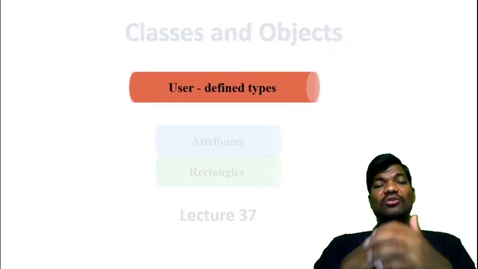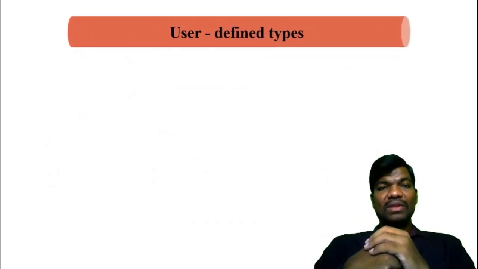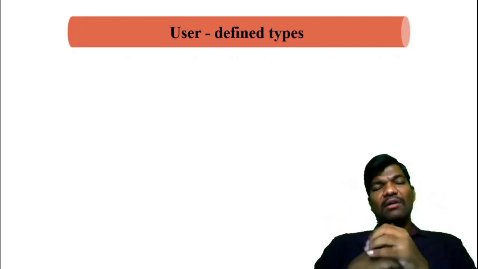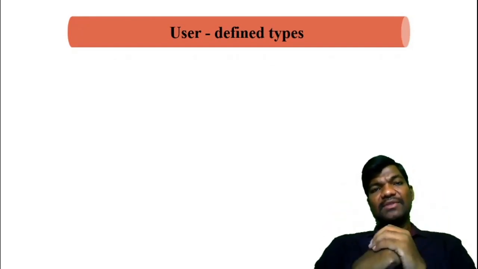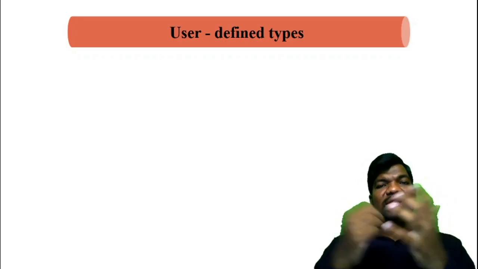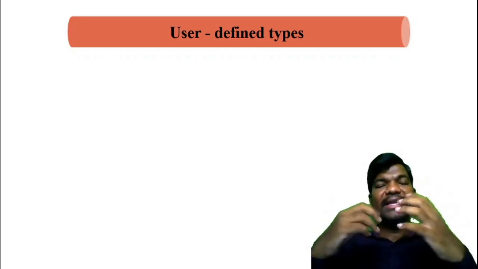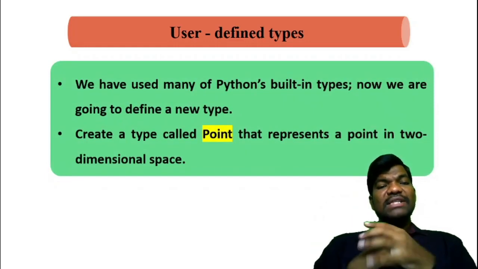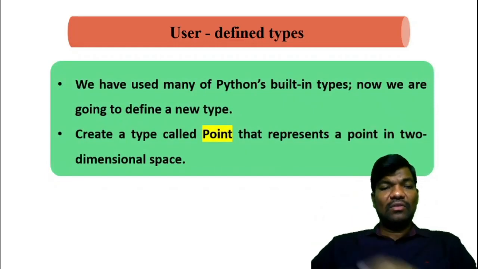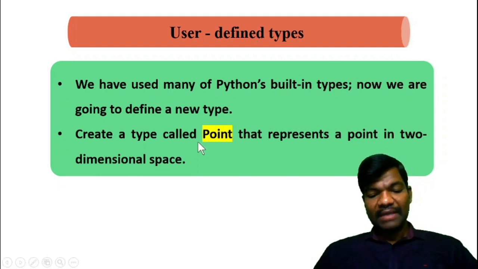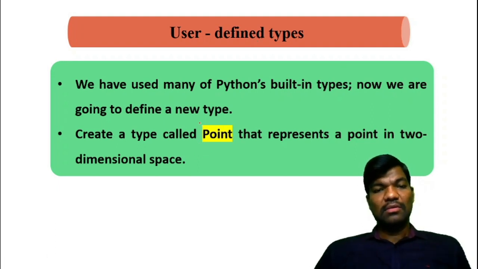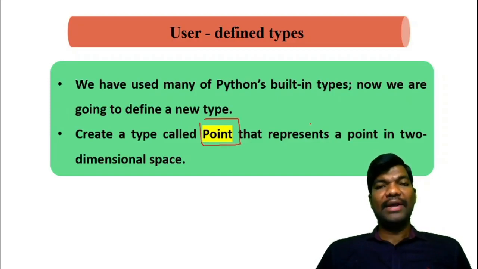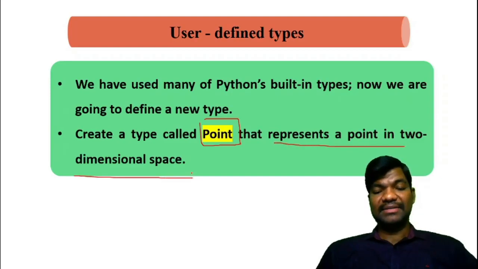First one, user defined types. Up to now we have seen built-in types in Python. User defined types means we are creating some types ourselves. Here I am calling it the point type. What is the meaning of point? I am representing a point in two-dimensional space.